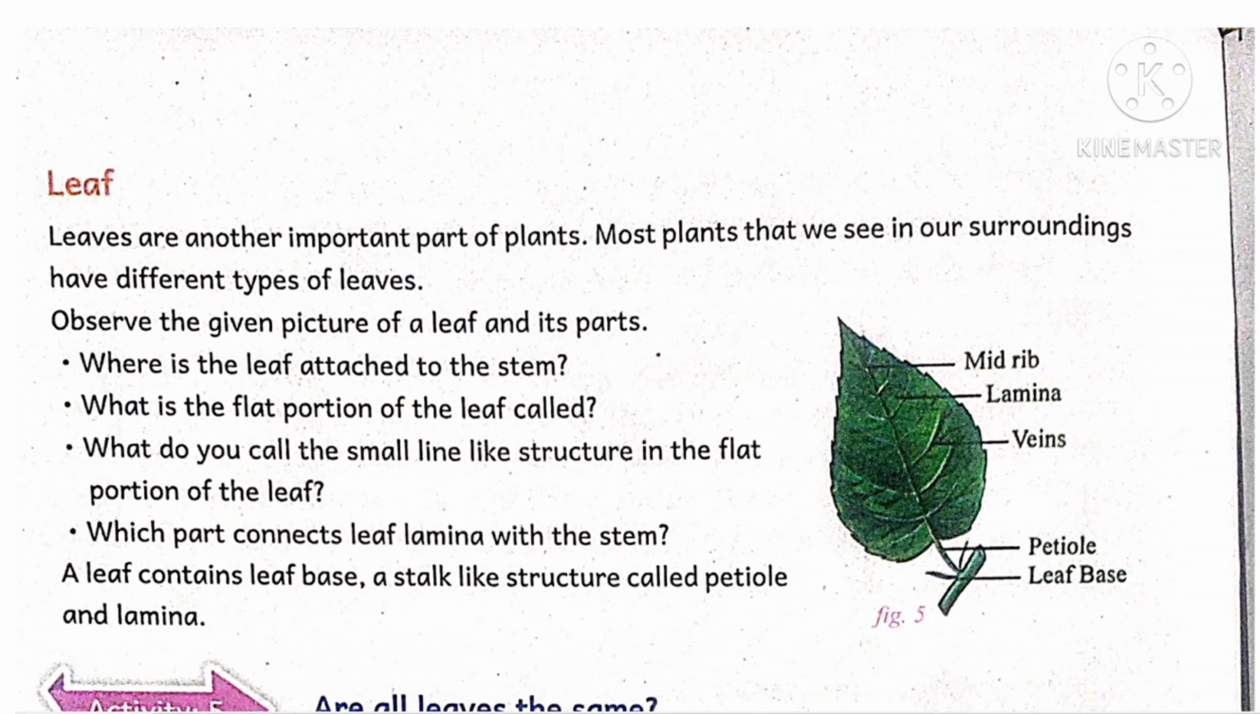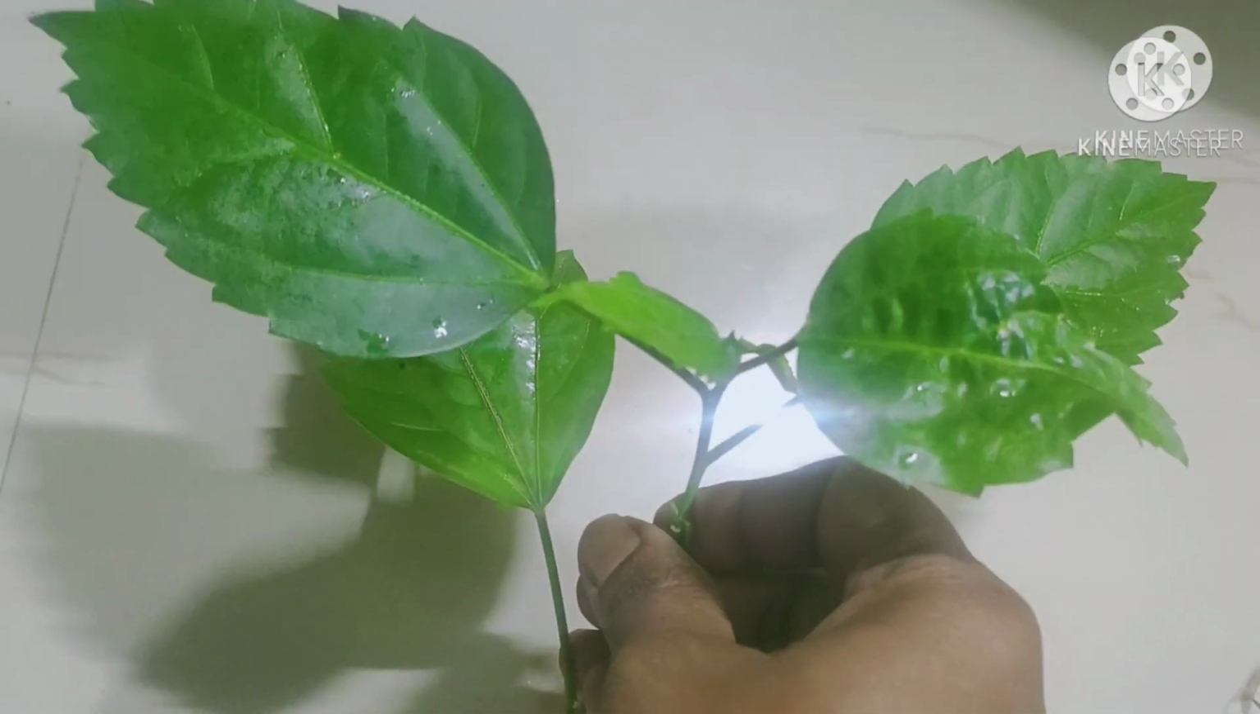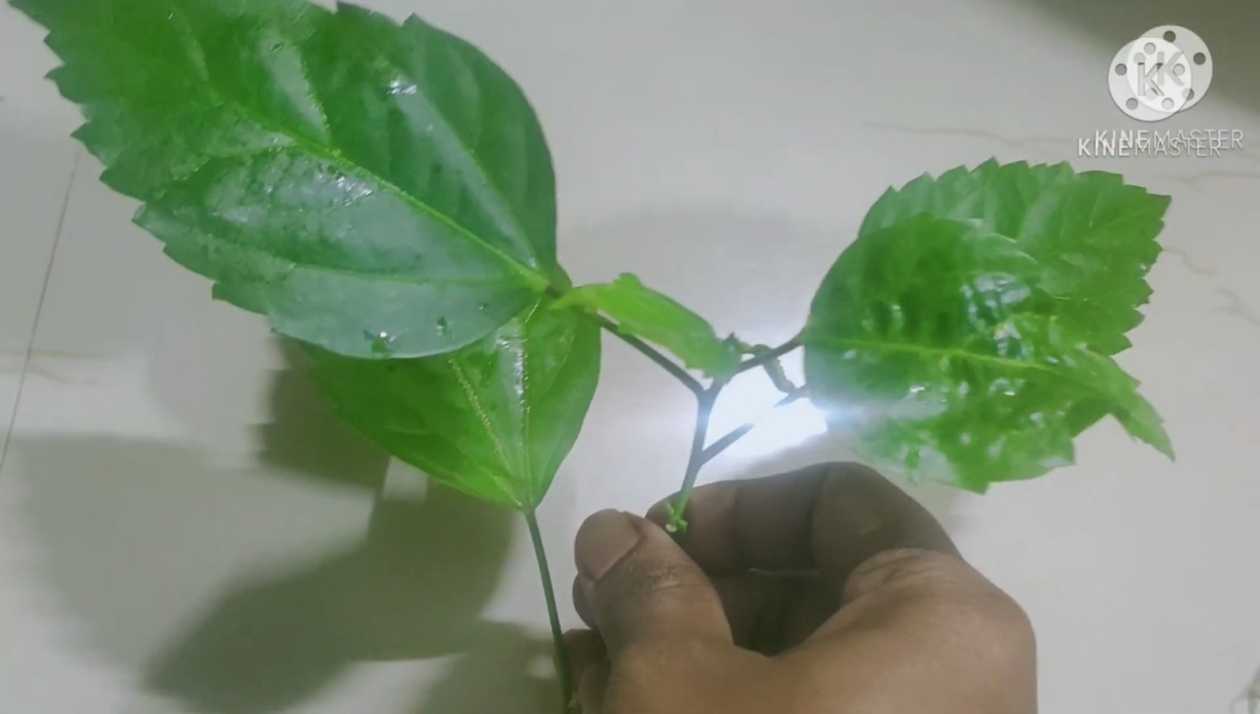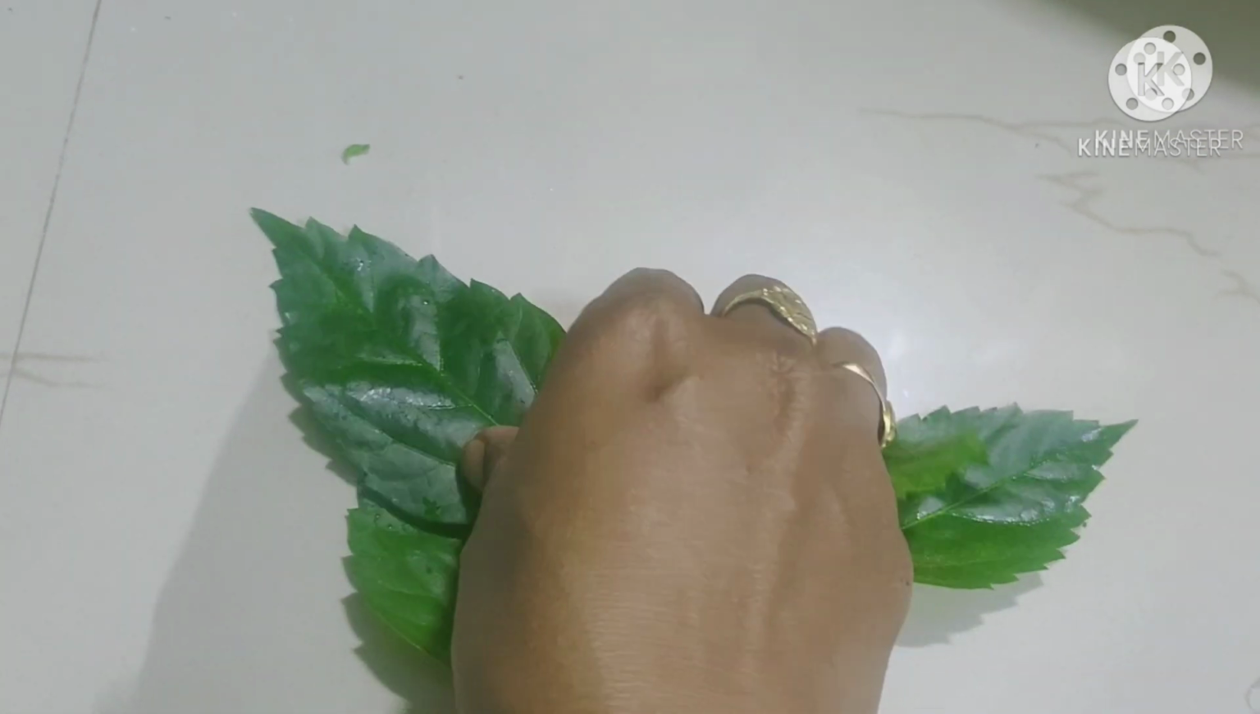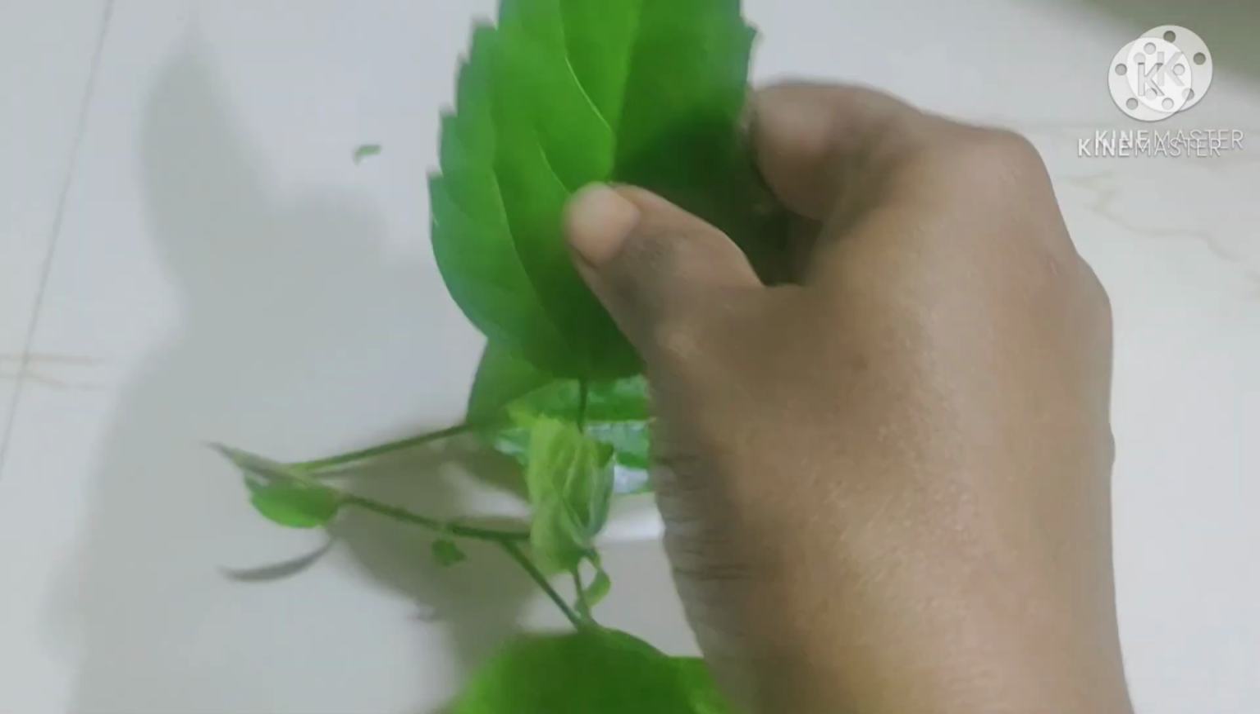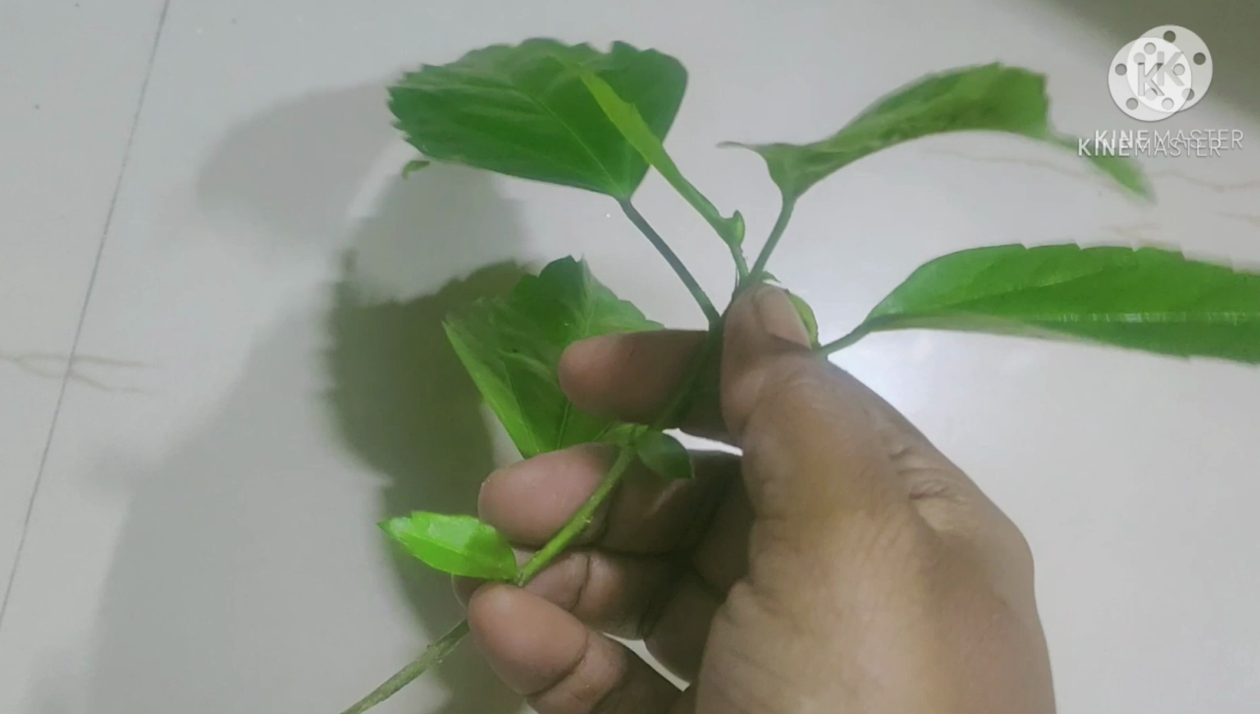And the next one, leaf. Children, carefully observe this video and answer the questions. Let us observe the video. What is this plant? Do you know this plant? This is a hibiscus plant. Let us learn about the structure of the leaf.